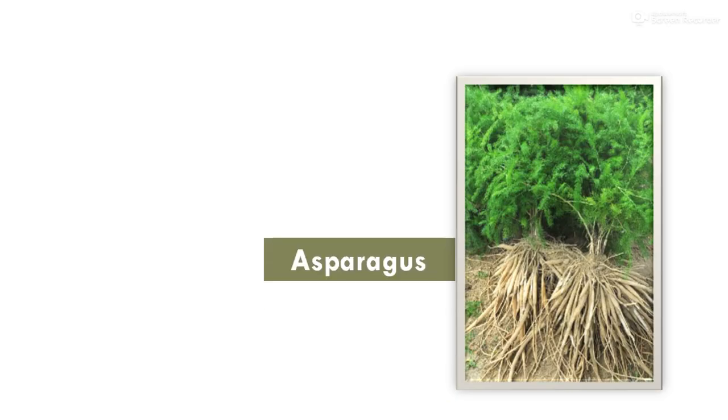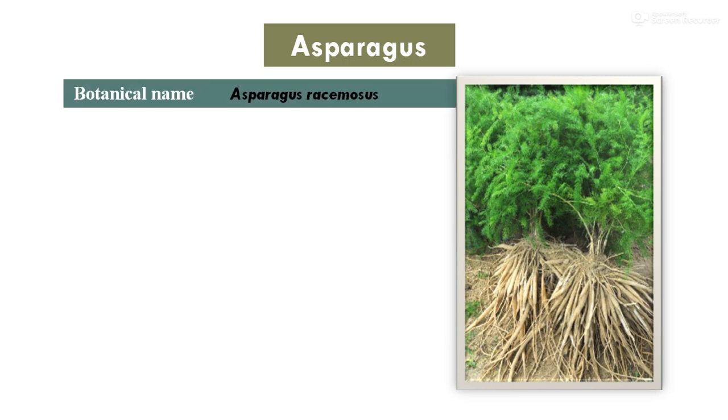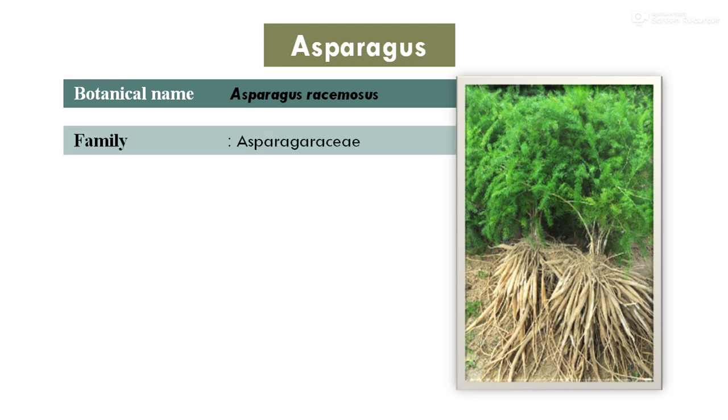Shatavari or asparagus. The botanical name of asparagus as a medicinal crop is Asparagus racemosus. Actually, Asparagus racemosus is the plant used in traditional Indian medicines. Don't confuse Asparagus racemosus with Asparagus officinalis, which is the type of asparagus that is commonly eaten as a vegetable. It comes under the family Asparagaceae.